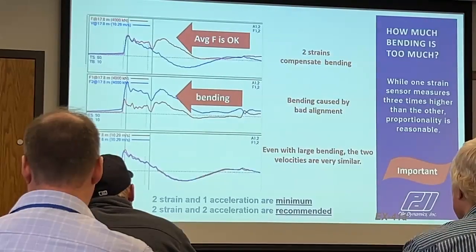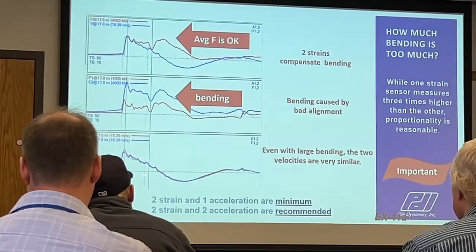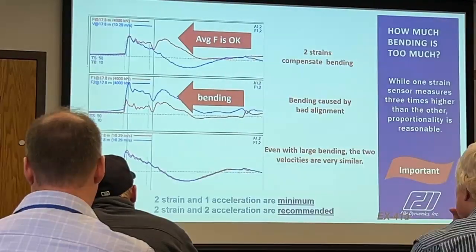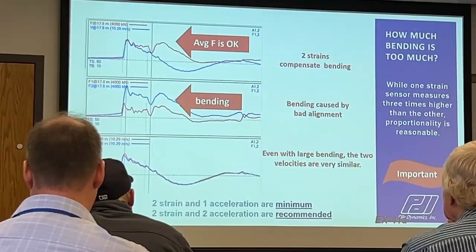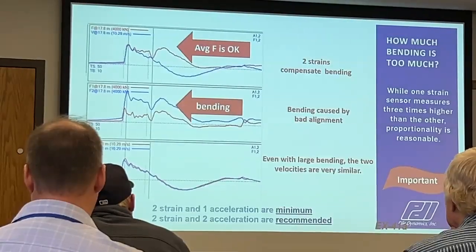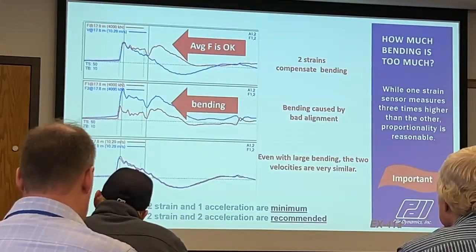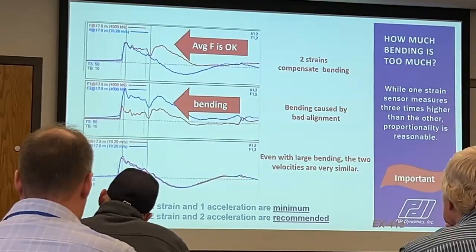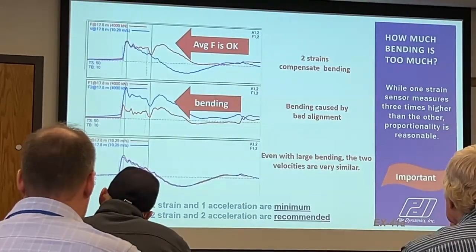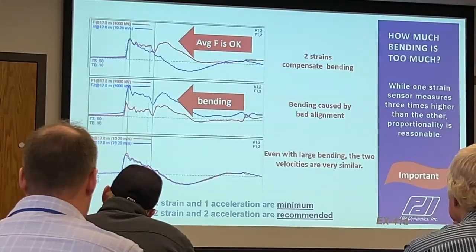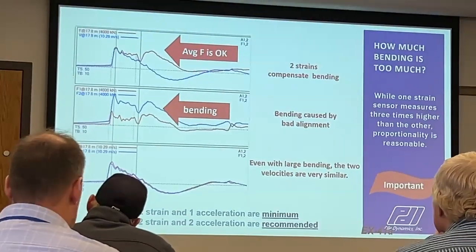And then, even with very large bending, our two velocities tend to be similar. And so, again, we always recommend a minimum of 2 strains. Because of this similarity in acceleration, we can get away with just one. But we always need 2 strain gauges to measure the force. And of course, we recommend 2 of each.